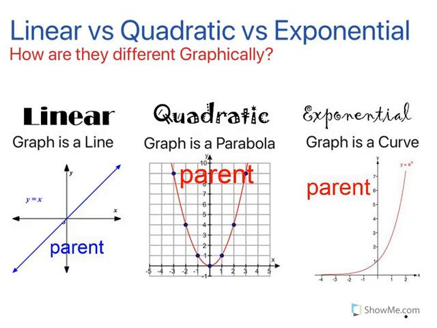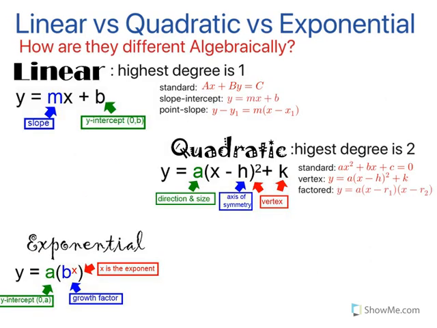When we're talking about their graphs, we know that the graph for a linear function is a line. For quadratic is this U-shape, this parabola, and for an exponential graph, it's going to be this exponential curve, which starts out slow and then explodes into higher values.